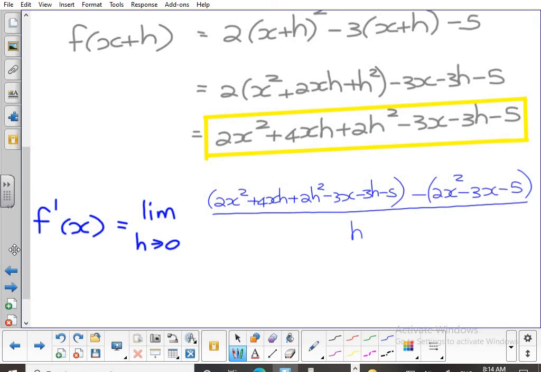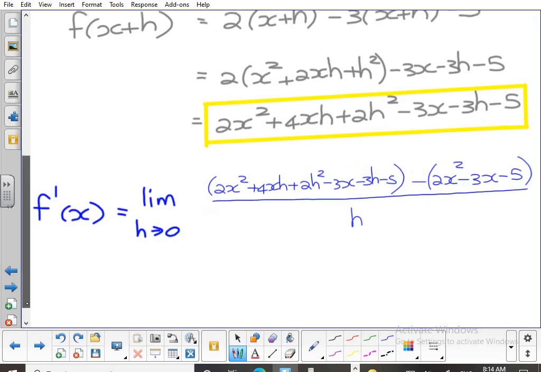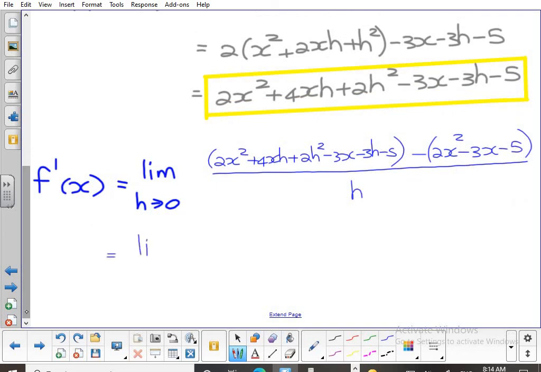Okay, right. Now I simplify. But before I can simplify, equals limit h tending to naught. That must stay there. So if I simplify the top, that cancels out. It's going to become 2x squared minus 2x squared. Then this cancels out: 3x and 3x, because it's minus 3x and that's going to become plus 3x. Gone. I'm also going to have this 5 with negative 5.